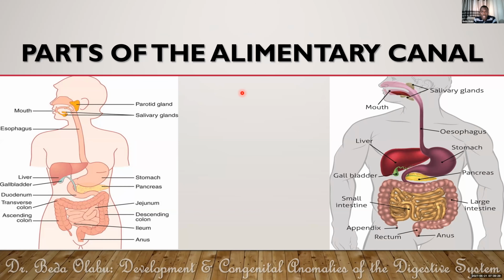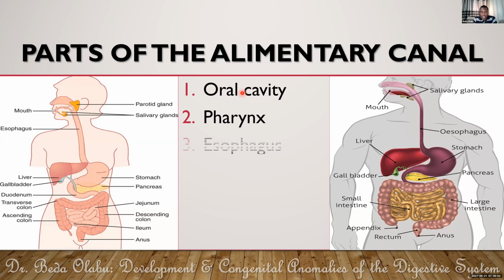Just to review the components of the alimentary canal. So remember, food enters the oral cavity, then goes to the pharynx. In this lecture, we are not going to develop the oral cavity and the pharynx because these ones are done when you're doing the pharyngeal apparatus. But from the esophagus downwards, you're going to develop.